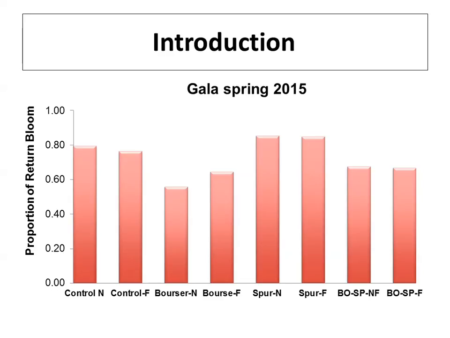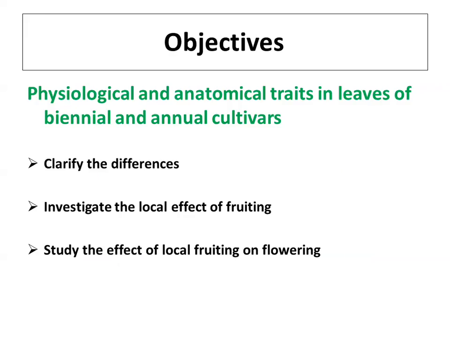We decided to take this experiment one more step and to deeply study the physiological and anatomical traits of the leaves of the annual versus the perennial cultivars. Our objectives here are to clarify the differences, investigate the local effect of fruiting, and study the effect of local fruiting on flowering, both in the annual and the perennial cultivars.